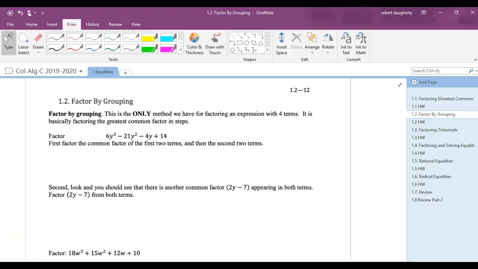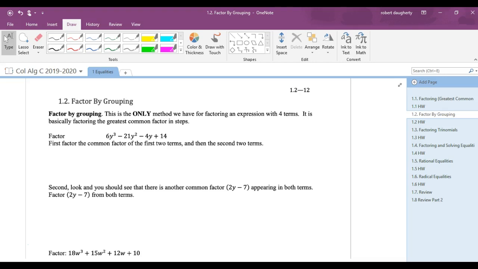And there we go. Okay, so lesson 1.2, factor by grouping, is what we need to cover today. Now, this is the only method you will ever have when you see four terms together. When you see something like this with four terms, it may or may not factor, but if it does, the only method you have is factor by grouping, which is what we're about to do.